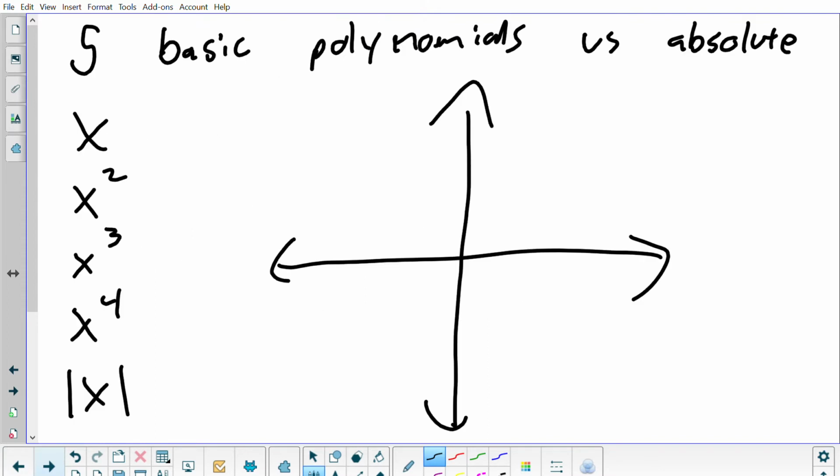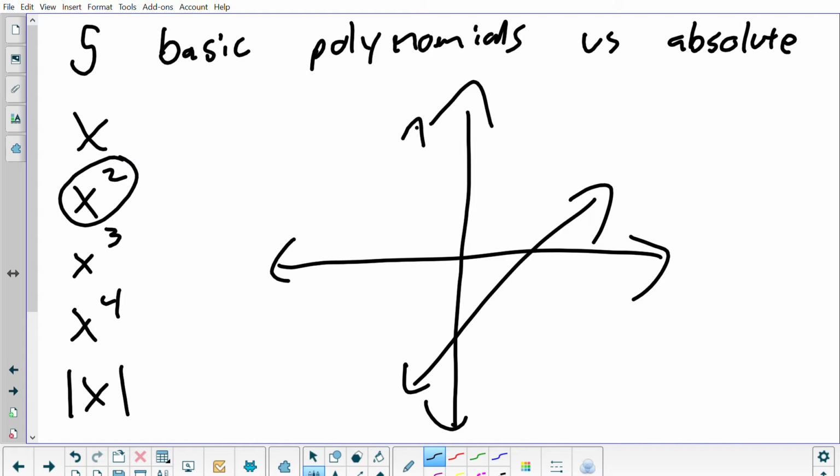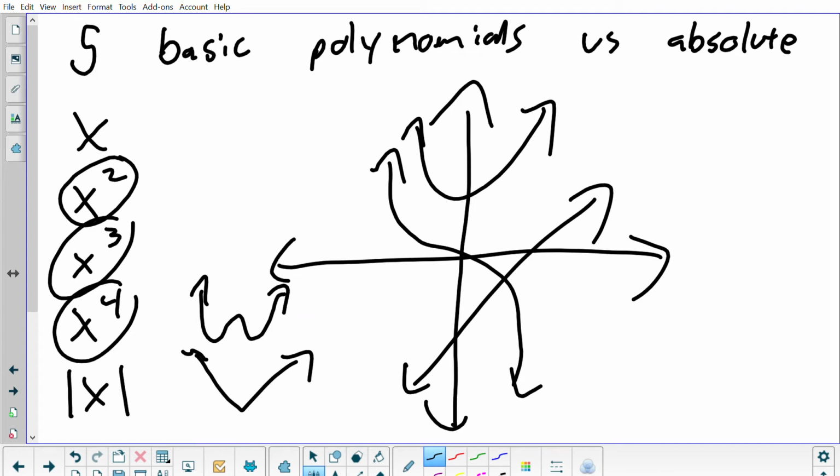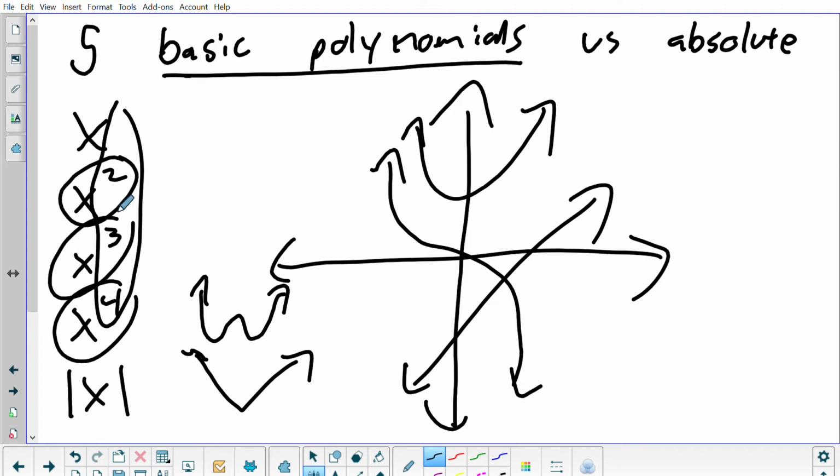Okay? Next thing, I just kind of wanted to draw what each one looks like. X to the first power is just a linear line. X to the second power is a parabola. X to the third power is these squiggly lines. X to the fourth is a W or an M, depending on positive and negatives. An absolute value is a V shape. The reason that these are our basic polynomials is because of this square. Absolute values do not count as polynomials because there's a hard break. It's not a curvy break.